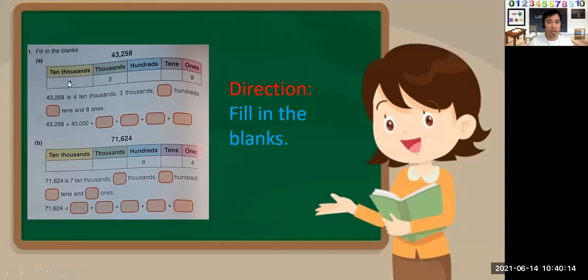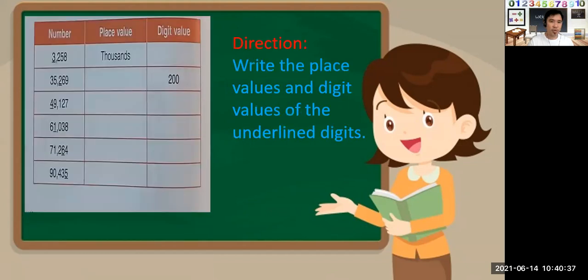Don't forget in letter A, you will write here the place value or the numbers in a place value table. So in letter B, the same thing. You will write here, okay? And then in sentence form and expanded form. So now please get your textbook. And in number two, you will write here the place value and then the digit value of each number. Now please get your textbook now, everybody.